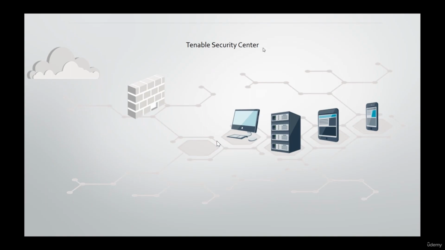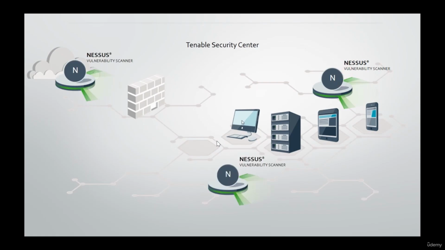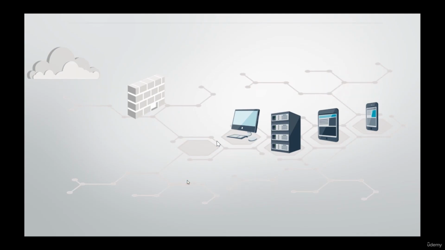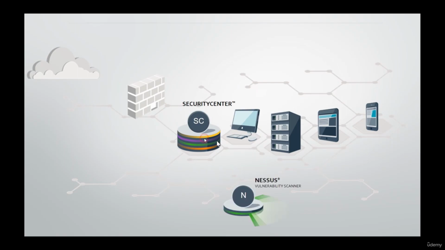The Tenable Security Center consists of the Nessus scanner. You can place the Nessus scanner in your VLANs or segments in the network. Then the Nessus scanner will send all the results to the Security Center.